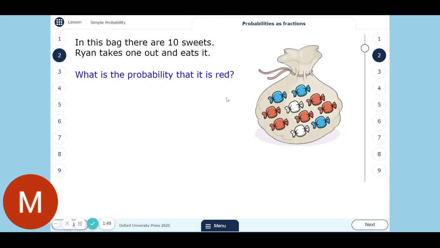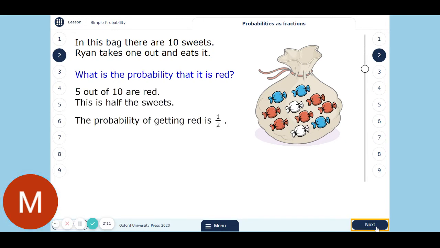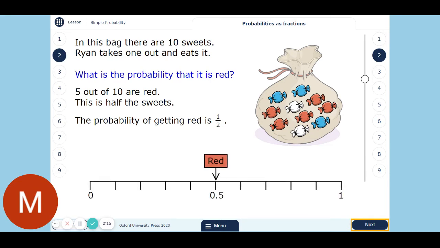So, if we want to look at the probability of getting a red sweet, I don't want people to say likely because there's more red sweets. We want to actually use numbers. We've got 10 sweets in the bag, and 1, 2, 3, 4, 5 of them are red. That's 50%. That's 0.5. That's a half. Okay, so the probability is a half. And you can put it exactly on the number line.